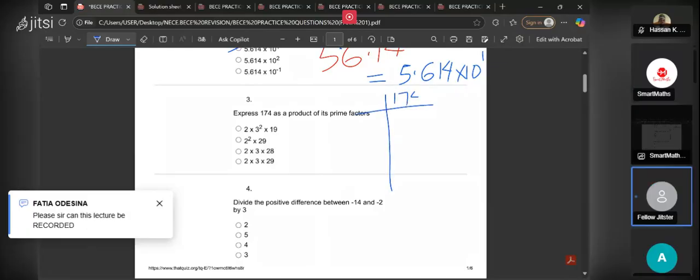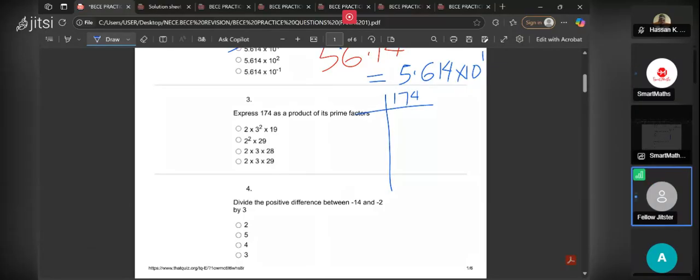174. All right, 174. So the first prime number we have is 2. We use 2 to divide it first. 2 in 17 is 8. We carry 1, correct, 8. 2 in 14, that's 7. So we get 87. What other number can divide this?